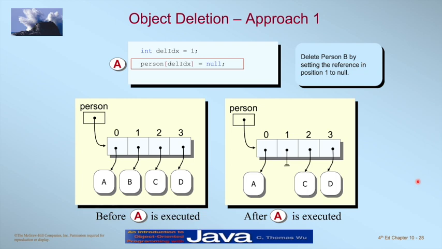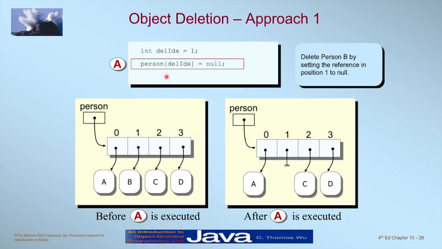So how can you also delete the data in the array? This is the example of how you can delete the data. So person delete IDX equal to null. That means delete person B by setting the reference in position 1 to null. Before we run this line, we have person A, B, C, D. A refers to index 0, B index 1, C index 2, D index 3.